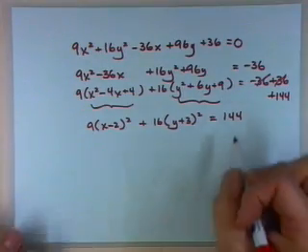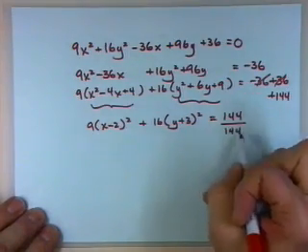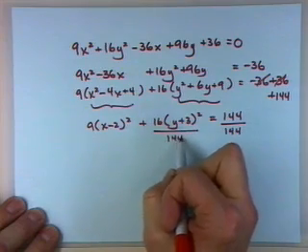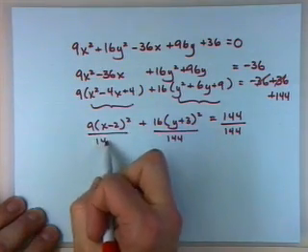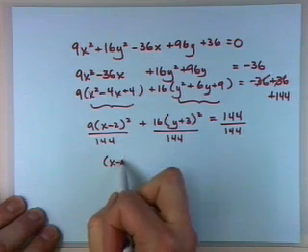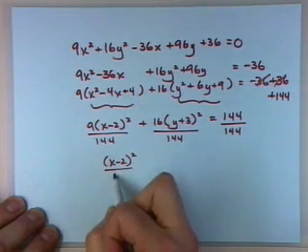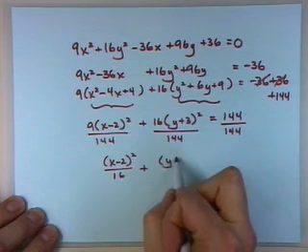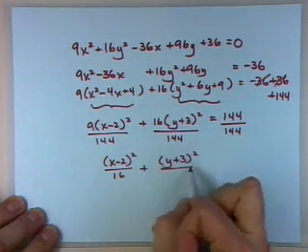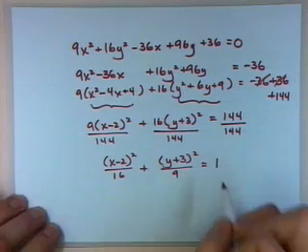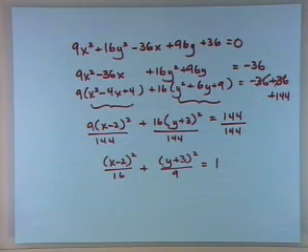And then divide everything by 144. That's a standard form of an ellipse. So the major axis would be on, or in this case, parallel to the x-axis. The minor axis would be on, or in this case, parallel to the y-axis.